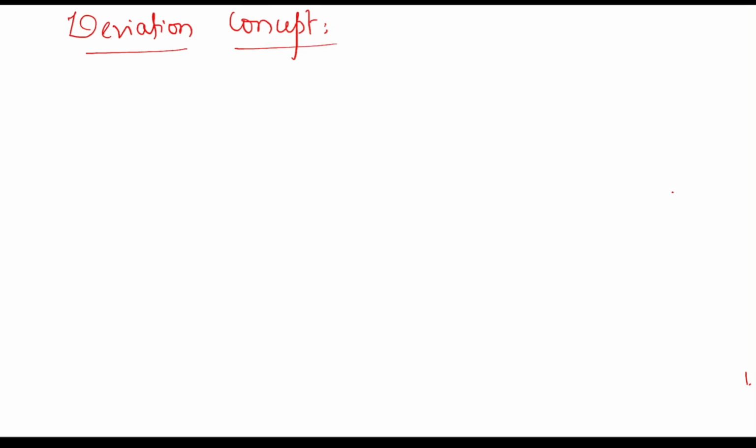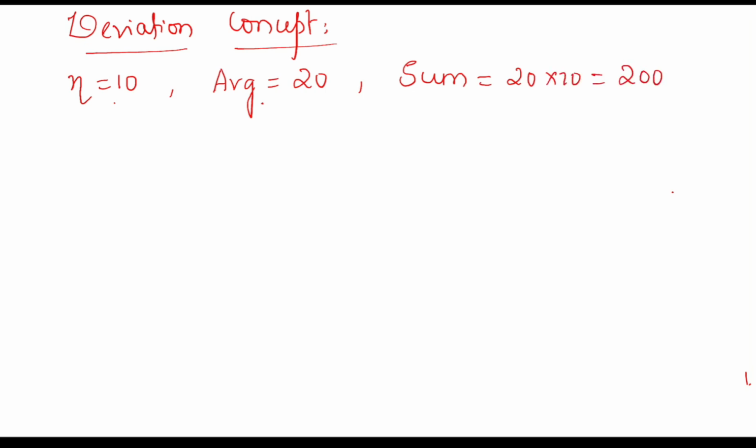First, let me assume that there are 10 children in a school, and each child is having 20 sweets. Each child having 20 sweets means the average is 20. So what will be the sum? Sum will be average into the number of children. So it is 20 into 10, that is 200 is the sum. That means 200 sweets are there in a class.